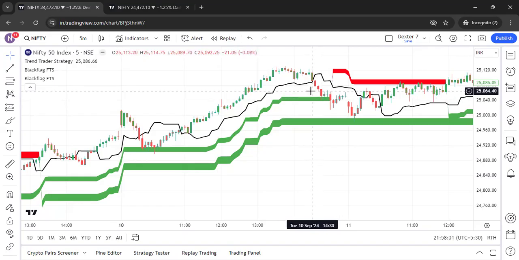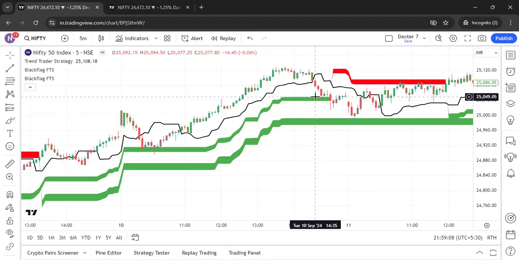Let me explain. So this is the trend trader got broken at 1435 on the 10th September. Make a note of the closing rates here. Okay, here. So what is the closing rate at 1435? It is 25077. At that time, what was the black flag? So it's basically a band. So let's take the higher band just to be safe. It's approximately 25048, right? So I'll be initiating a short here at 25077 at the closing rate.